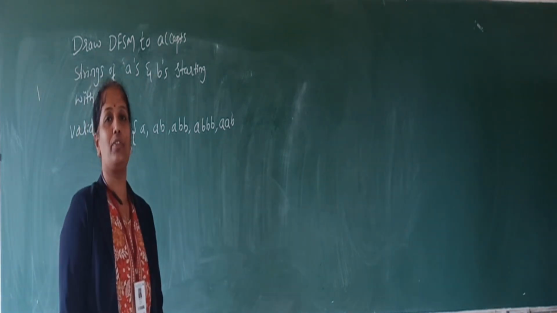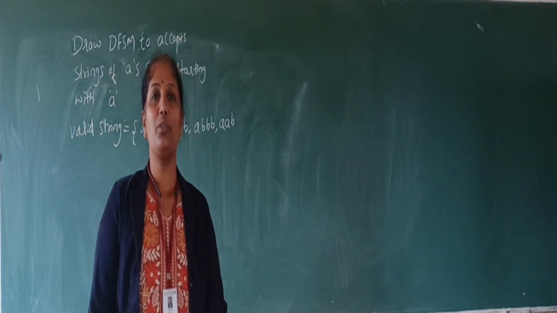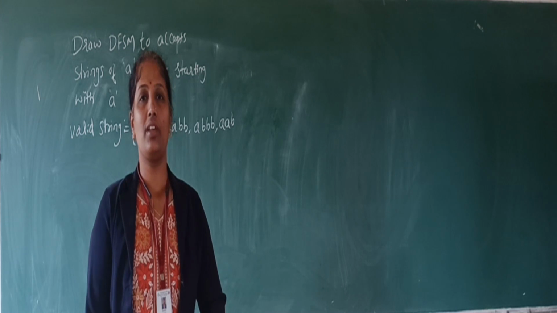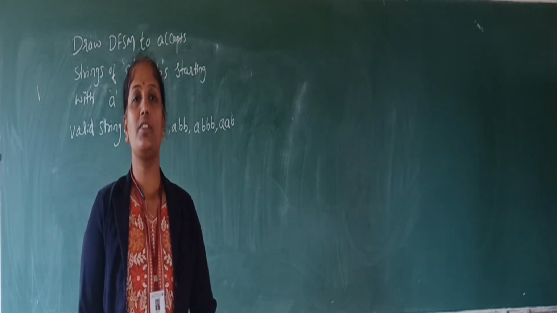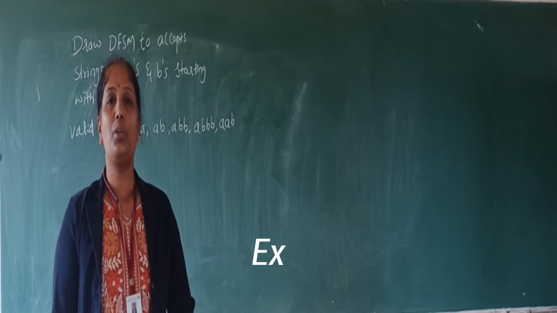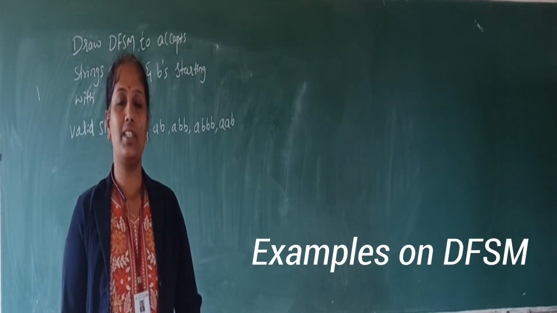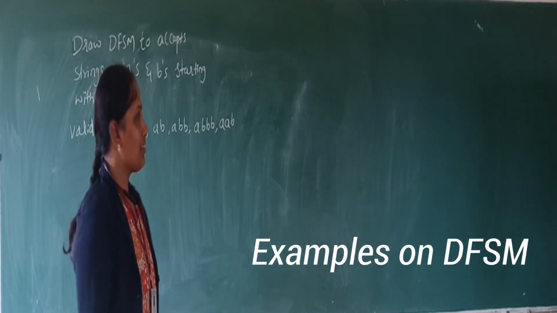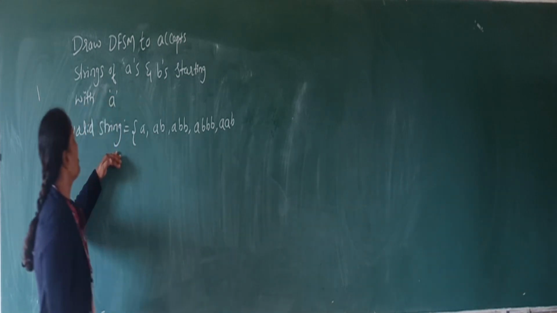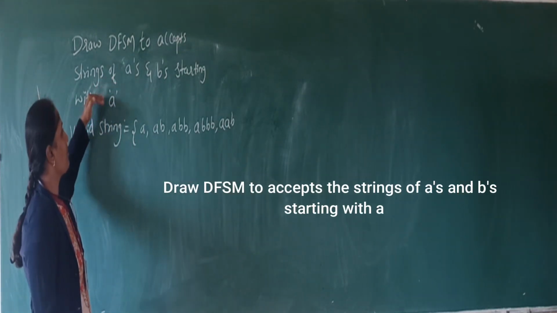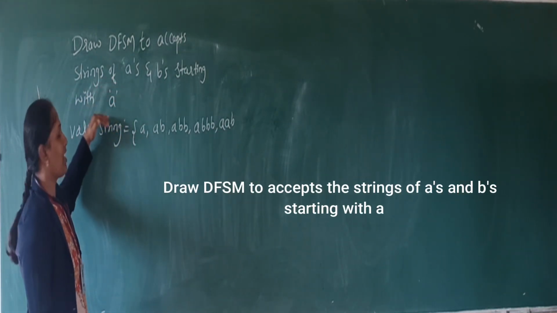Continuing from the previous video, in which we saw the introduction to the DFSM and the notations used to draw it, today we see an example for this DFSM. Assume that the given question is: draw the DFSM to accept the strings of A's and B's starting with A.